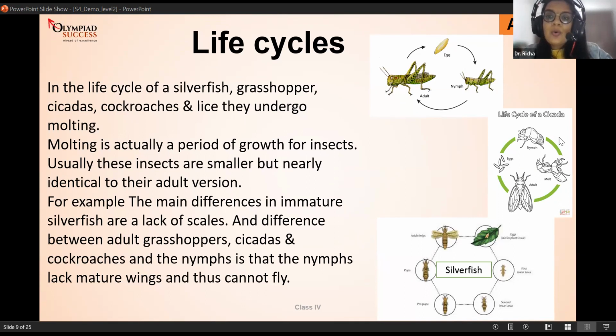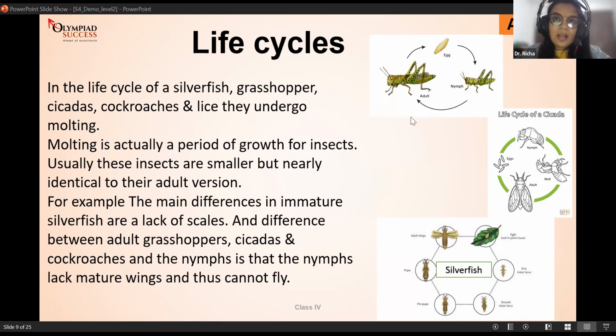And they shed off their old skin in order to grow. This is a process of growing, molting. Grasshoppers also do so, Subhamita. As mentioned here, the nymph goes through molting so that it can grow further. There are only 3 stages here.